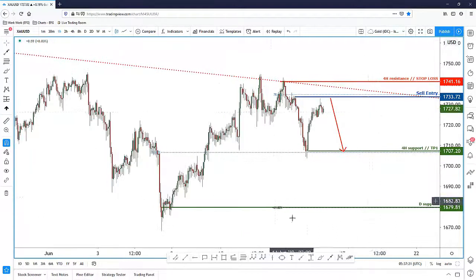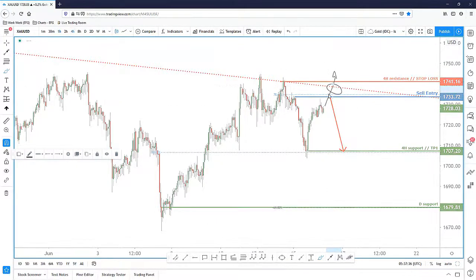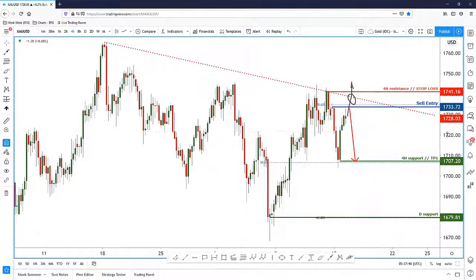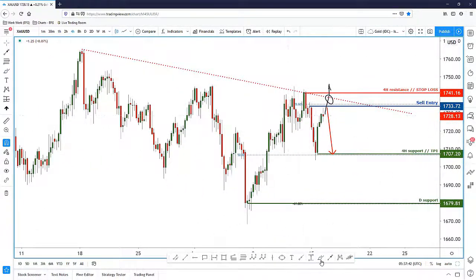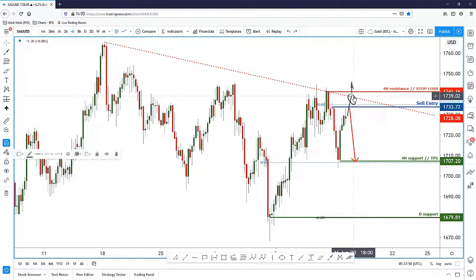Why is this my stop loss? Very simply because should price break above the 4-hour resistance, it will mean that price has already gone above the recent swing high. That's one. Price will have gone above the 4-hour descending trend line. That's two. And very simply, price would have made a new zigzag movement. So we can expect price to move higher should price break above the stop loss.